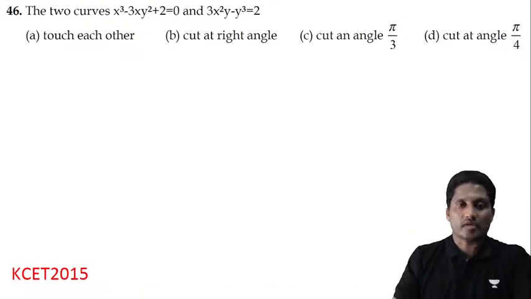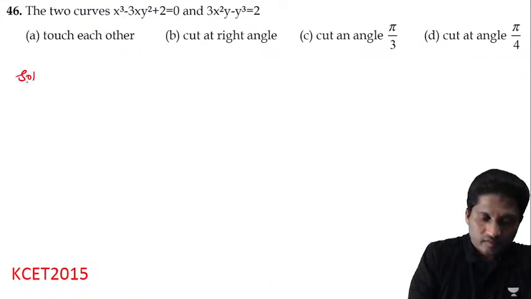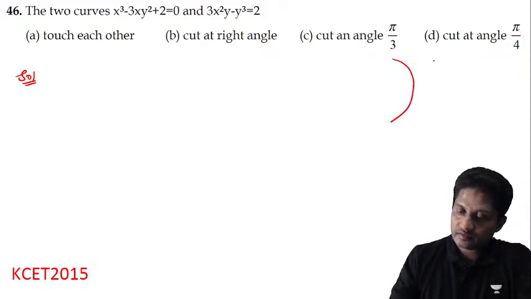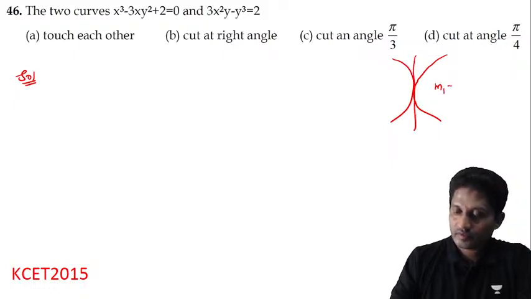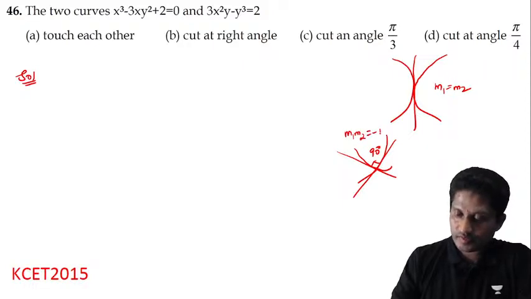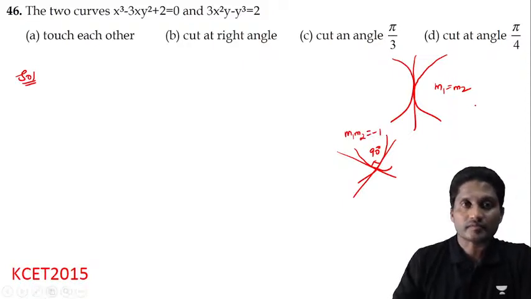Two curves cut at what? Okay, now listen. If two curves touch each other, then m1 is equal to m2. If two curves cut at right angles, that is orthogonally, they cut each other at 90 degrees, then m1 into m2 is equal to minus 1.